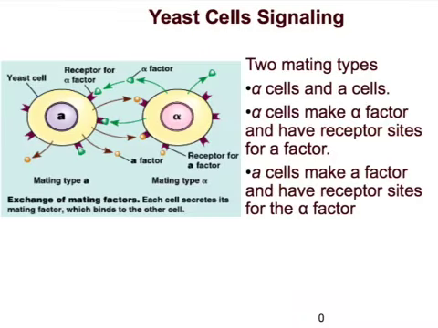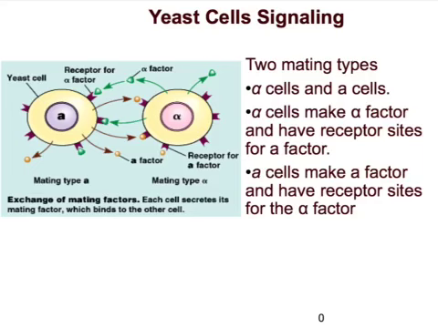So let's start off with something simple. Yeast cells use signaling for one main thing, and that would be to coordinate sexual reproduction. So in yeast cells, you have two mating types. We have A cells and we have alpha cells. Both of them make signal molecules called factors. So an alpha cell makes an alpha factor, but it has a receptor for an A factor, whereas an A cell makes an A factor, but it has a reception site for an alpha factor.